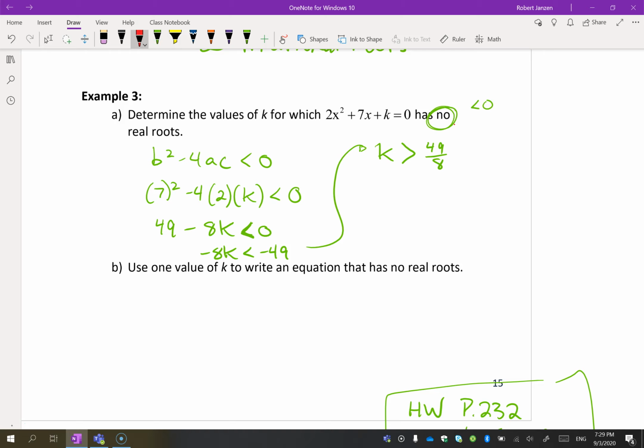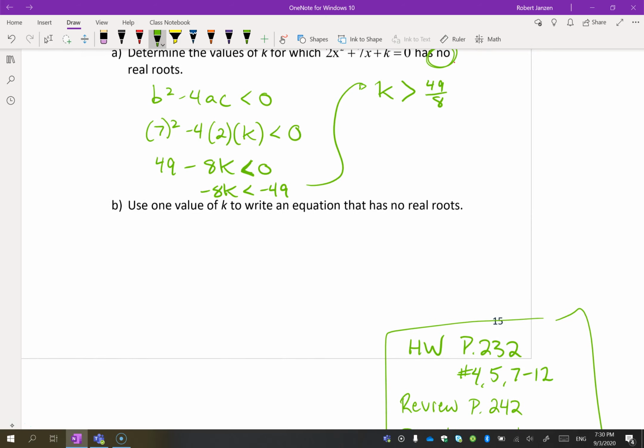Okay? Just for interest's sake, what if I, instead of saying no root, I said I want one root? If I wanted one root, I would change this question by saying equals 0 instead. And you would do the same question, so your final answer would be k equals 49 over 8. Okay? So we can change these questions just by small little variations in the way we solve. Okay, so in this case, if k is bigger than 49 over 8, we have no real roots.